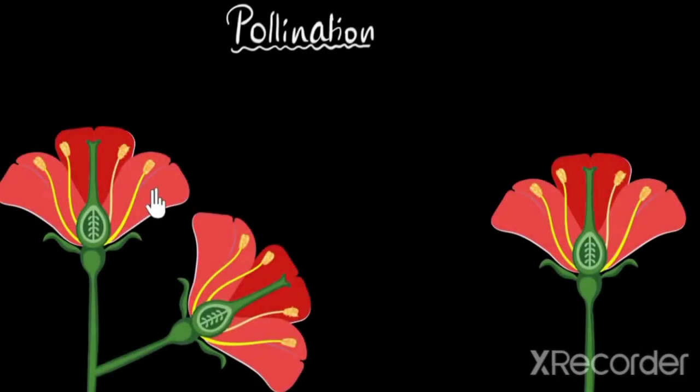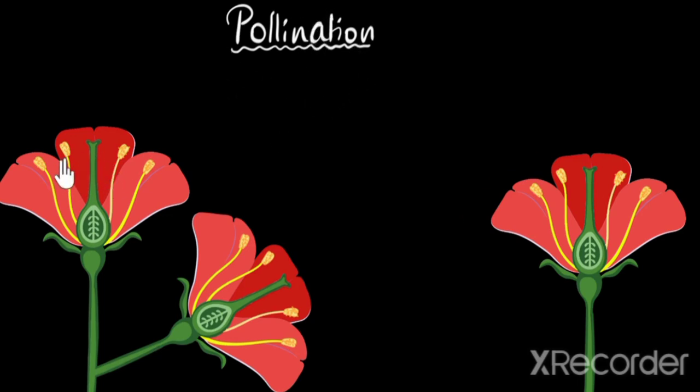Flowers use their beautiful petals and fragrance to attract insects. Why do they do that? Because the insects help them in pollination. So in this video, we're going to see what pollination is, what the different types are, and how exactly the insects help. So let's start with what is pollination.